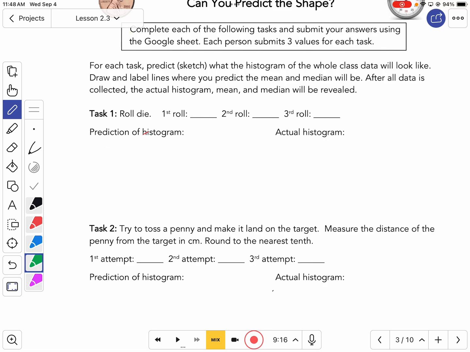Okay, so let's talk for just a second about what's going to happen. All right, let's talk in theory. Did any of you get the same number more than once? Yes. Yeah. Okay.